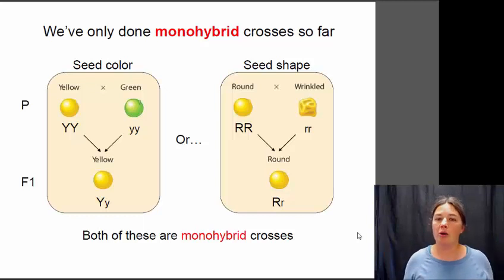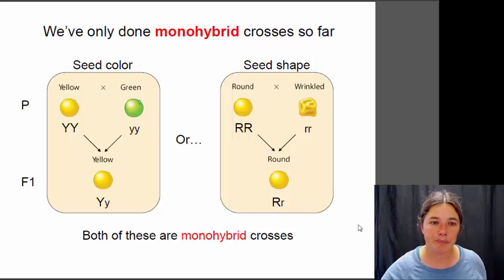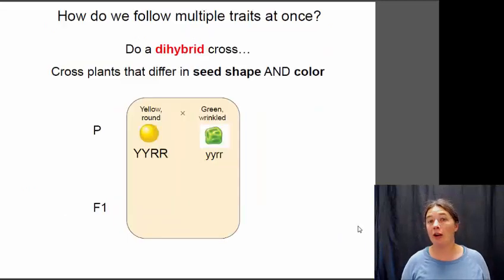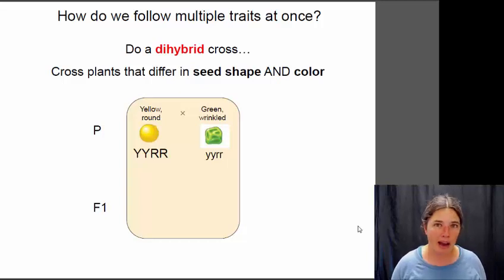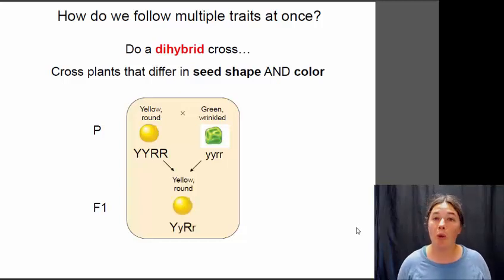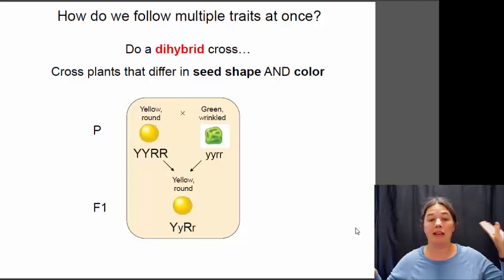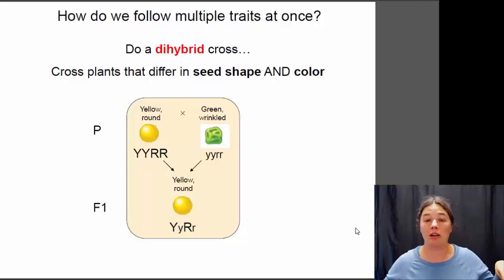What if we mix them together? So we take a yellow and round pea and we cross it with a green and wrinkled pea. What do you think is going to happen? You're going to get yellow round offspring that are heterozygous for both color and shape. Okay? That makes sense? So you got these heterozygous offspring, all of them are the same, and they get the big Y allele from mom, the little y allele from dad, the big R allele from mom, and the little r allele from dad. So they're heterozygous for both traits.